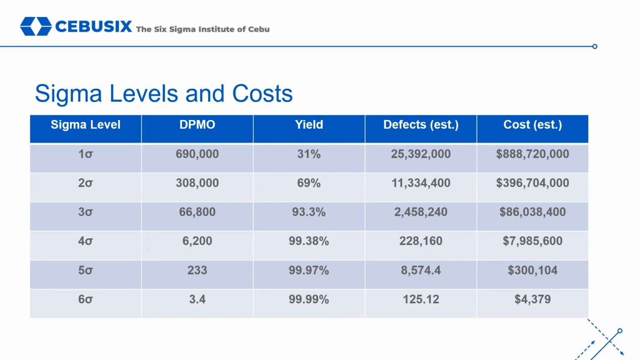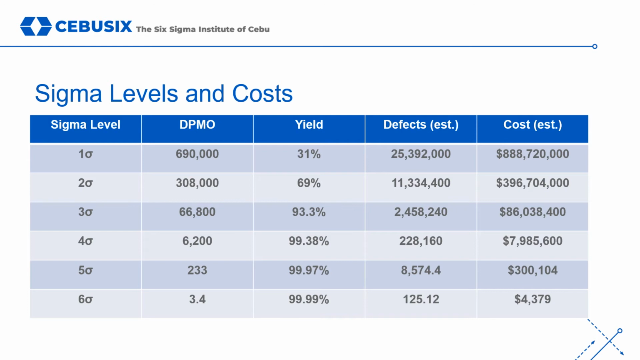At a 5 Sigma level, those errors would have dropped to just under 8,600, and it would have cost the company only $300,000. But at a 6 Sigma level, we are only looking at roughly 125 errors out of 36.8 million orders and at a cost of only $4,379. When compared to a 6 Sigma level, a 5 Sigma process will generate 68 times the number of errors or defects.